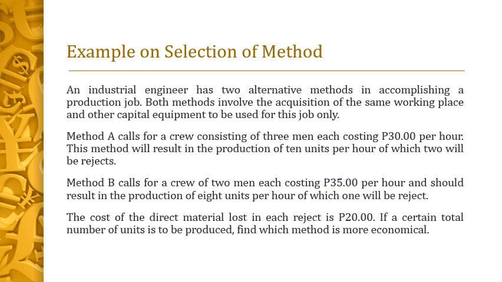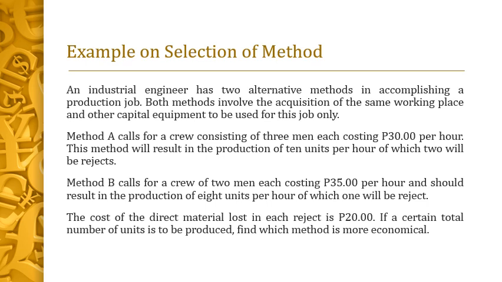Example on selection of method. An industrial engineer has two alternative methods in accomplishing a production job. Both methods involve the acquisition of the same working place and other capital equipment to be used for this job only. Method A calls for a crew consisting of 3 men, each costing 30 pesos per hour. This method will result in the production of 10 units per hour, of which 2 will be rejects.